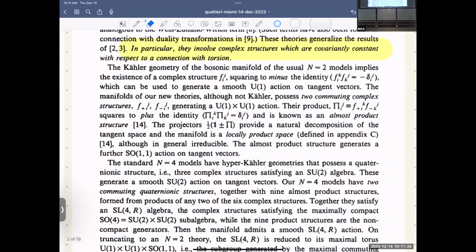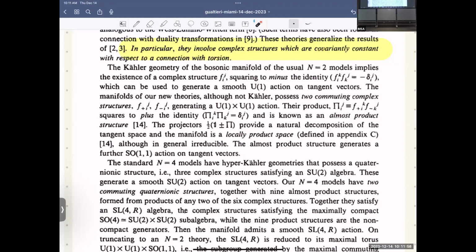Okay, and so it's very interesting that there are certain things they say in the introduction that I am sure they wish they hadn't said. So one of them is this, that they say, the manifolds of our new theories, although not Kahler, possess two commuting complex structures, I plus and I minus. Okay, so they later say in the paper that they don't have to commute, but they thought that at the time that they were developing this paper, they thought that maybe they made a mistake and that maybe the complex structures were supposed to commute, but they couldn't derive it from the equations of motion.